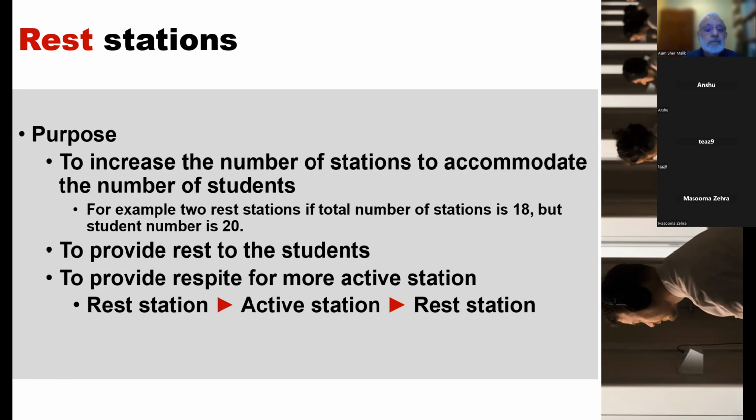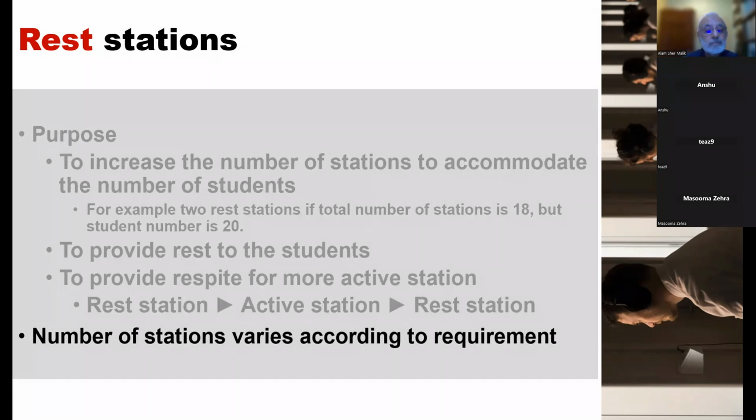The other purpose is to provide rest to the students if it's a quite long examination, so at intervals students get a rest station. Or some stations are really more aggressive and time consuming. In that case, we can give a rest station before the active station and a rest station after the active station. That helps to maintain the flow and the time management.